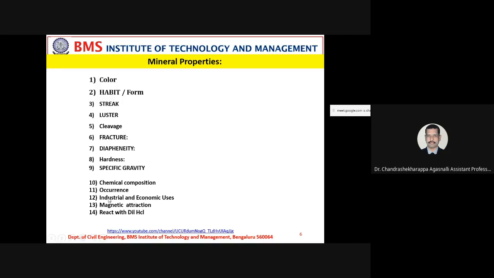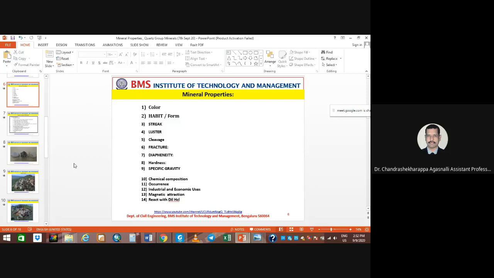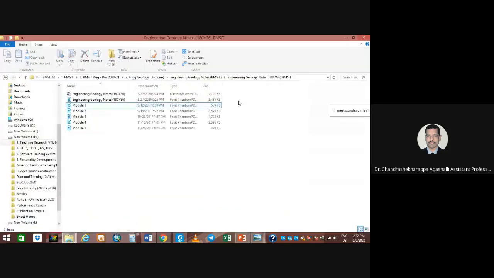Industrial and economic uses, as I told you, include manufacturing of glasses and some typical instruments. Magnetic attraction: no. Reaction with diluted acid: it's not going to happen. And I'd like to show you some charts on how you are going to write this.